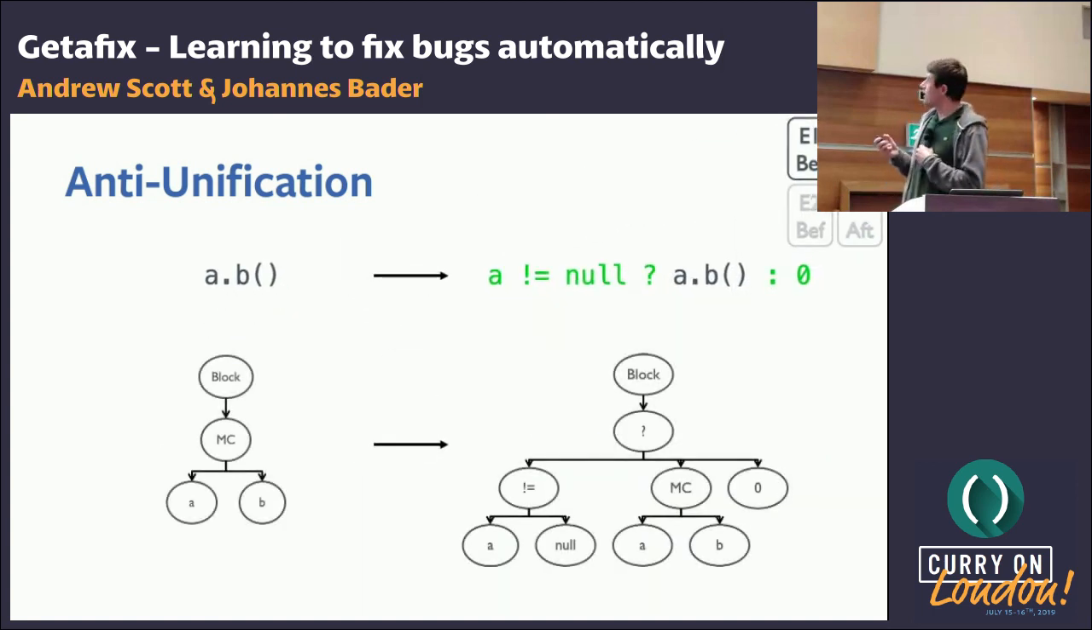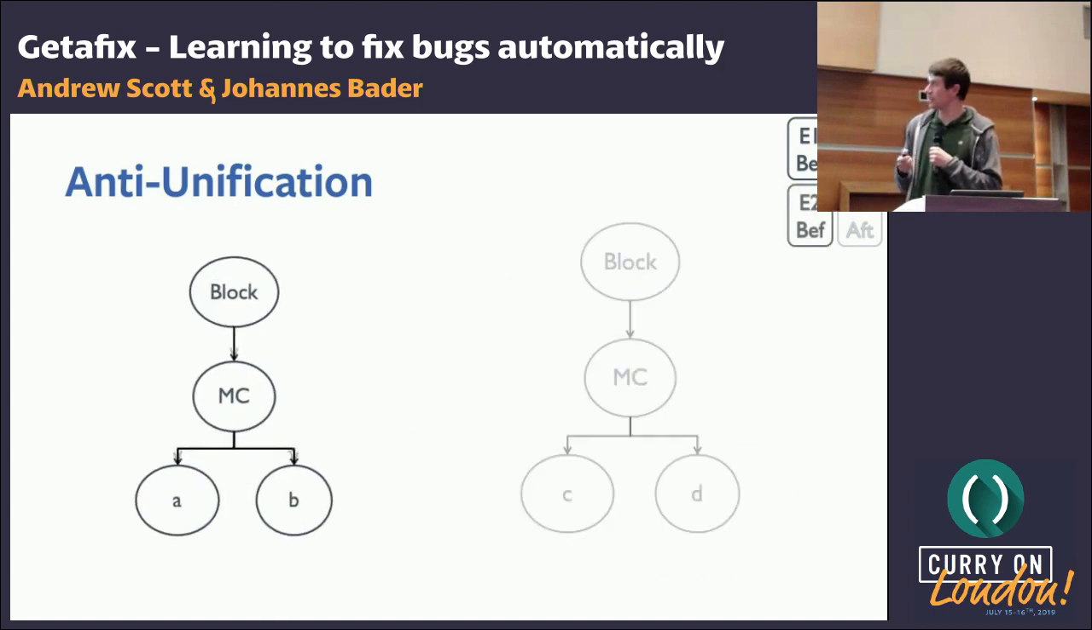At the AST level, the first edit looks like this, MC referring to method call. And the second edit looks very similar, but A and B are replaced with C and D everywhere. So as I said, we'll start by processing the before trees together.